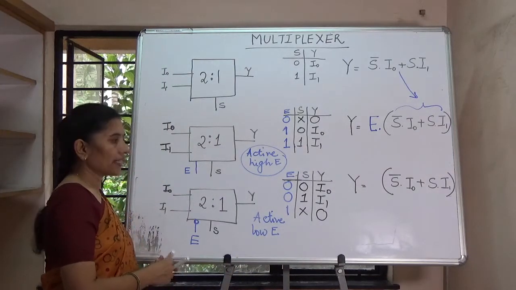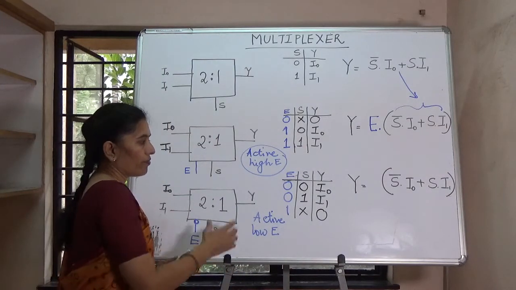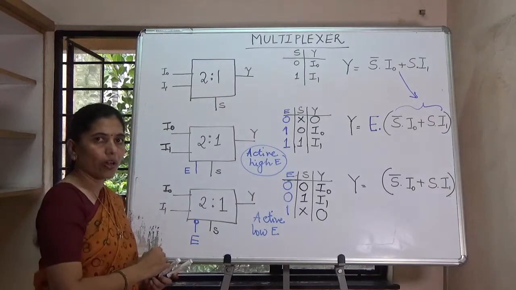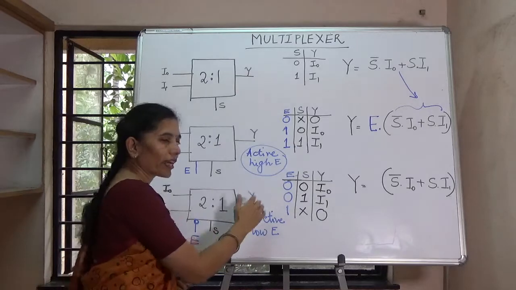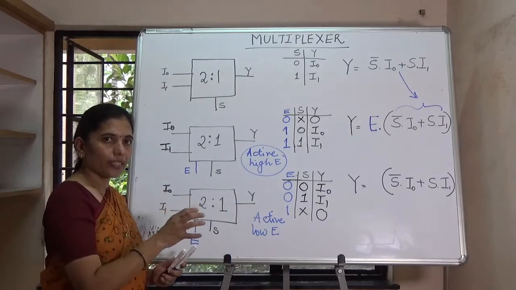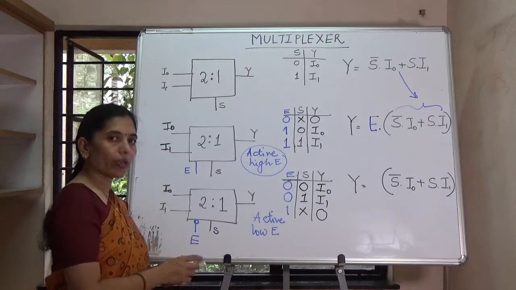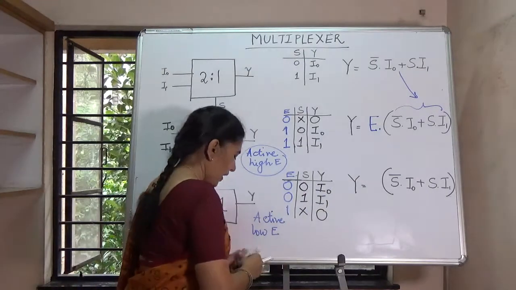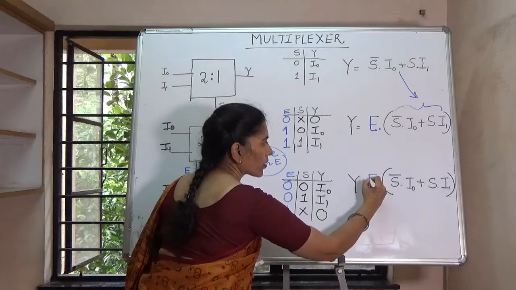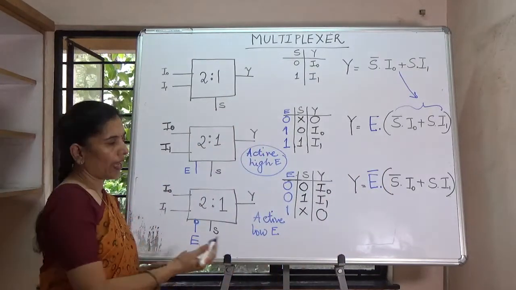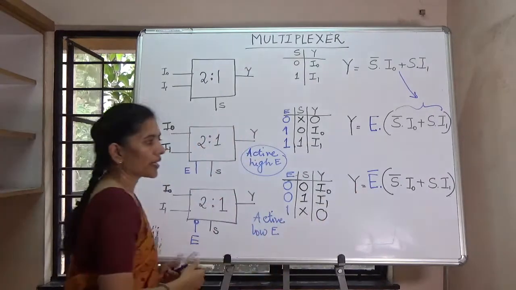So now we can see that the multiplexer is enabled only when E is 0, and therefore to incorporate this state of E in the equation, it will now be ANDed with E bar. So both the terms will be ANDed with E bar, and that can be taken outside and written in this particular manner.